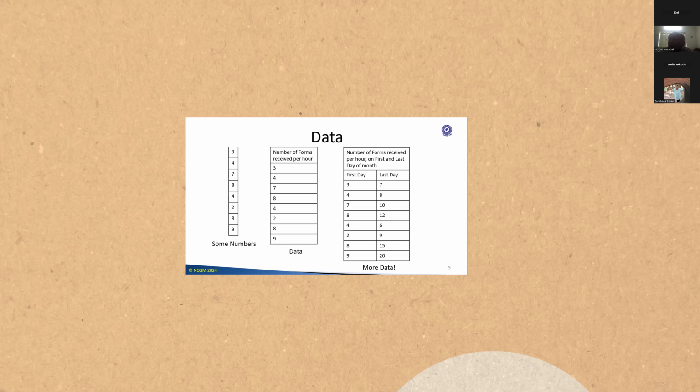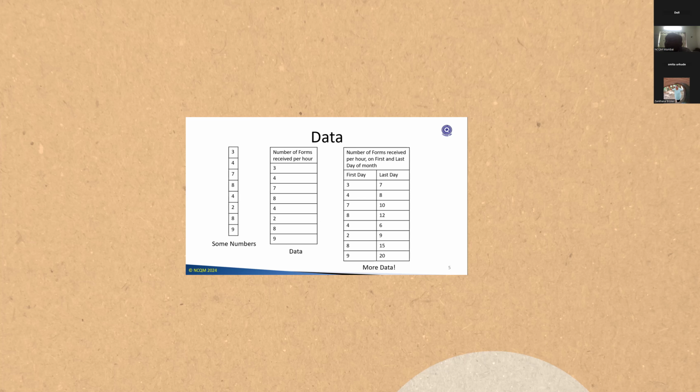Sir, so the range will be 20 minus 3. For the last day, the range is 20 minus 6. Individually we are talking about the last day. And for the first day, it will be 9 minus 2, where 2 is the lowest, so 7. And the average is 5.5 for the first day.